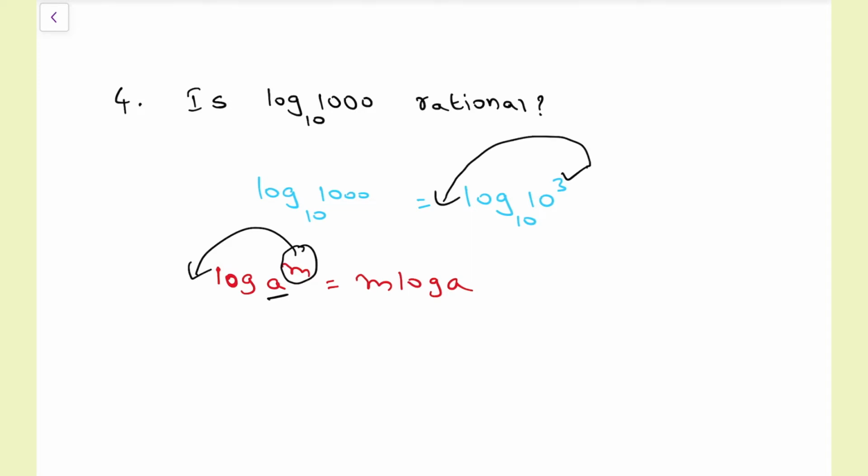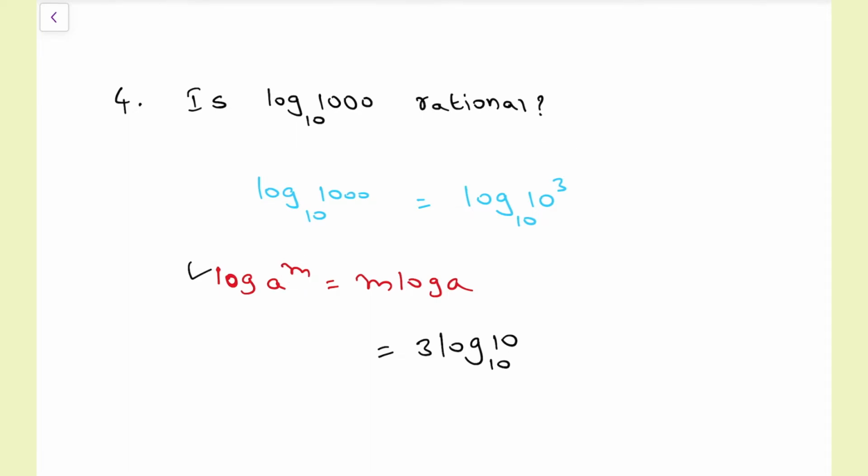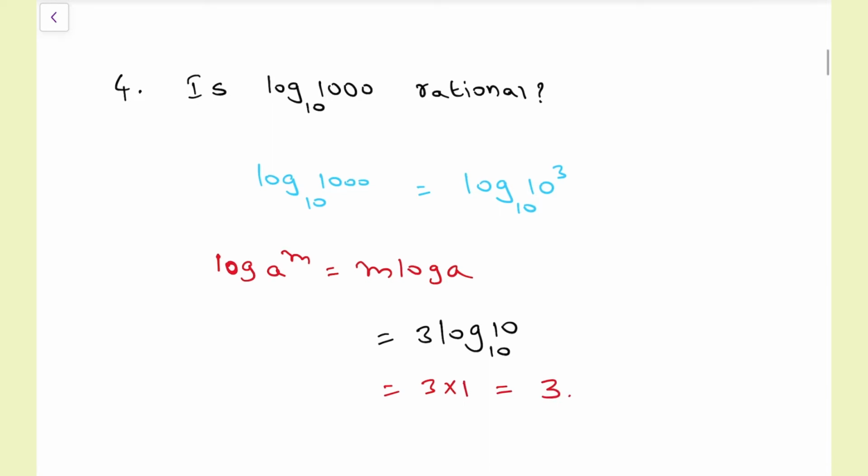So that 3 will come to the front as it is. So we will get it as 3 log 10 base 10. Only the power will come to the front, remaining all will be as usual. Okay, next, 3 as it is. Log 10 base 10 value is 1. So 3 into 1, 3. So here log 1000 base 10, if we solve, we get the answer 3. Number 3 is a rational number. Yes, log 1000 base 10 is a rational number.